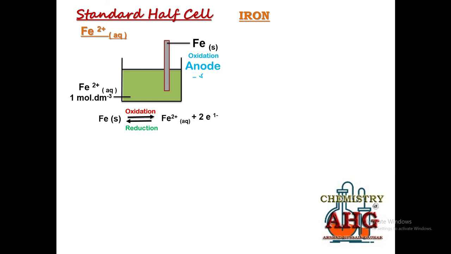Now second example that you can be asked to construct a half cell for iron containing iron 3 compound, iron 3 chloride, iron 3 sulfate. Now in this case, what will be the difference compared to the previous case? Instead of iron 2 solution, you will have to take iron 3 solution. That is the only difference.